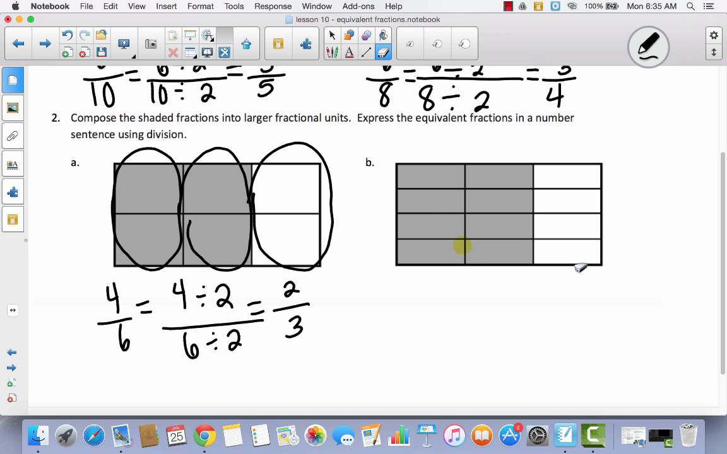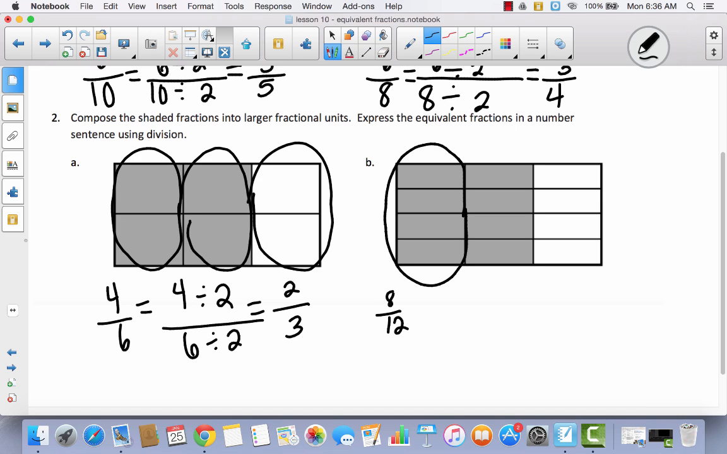Now let's take a look at B together. I think this one's kind of interesting because there's 2 different ways that you could do this, and we're actually going to write both of these fractions just because I think it's important when we start talking about the greatest common factor. So first of all, we're going to start with 8 out of 12 because that's how many we have. We have 8 12s. Now the first way that we could divide this is pretty easy. You can see that we have groups of 4 just like this.